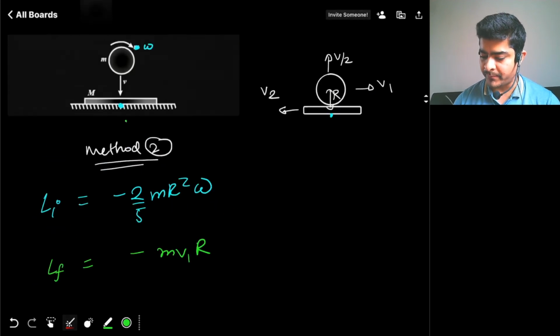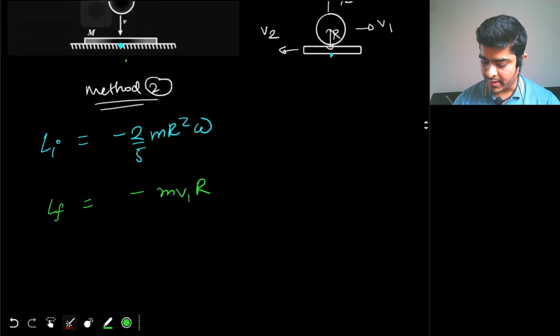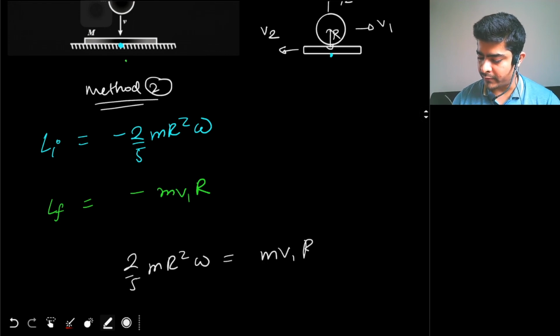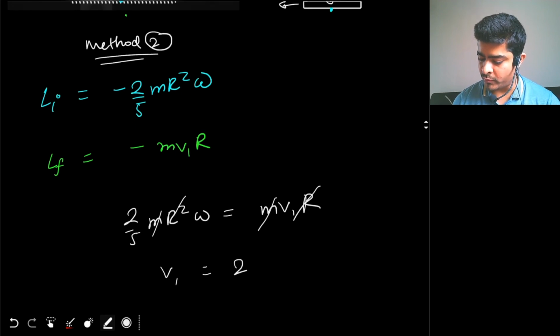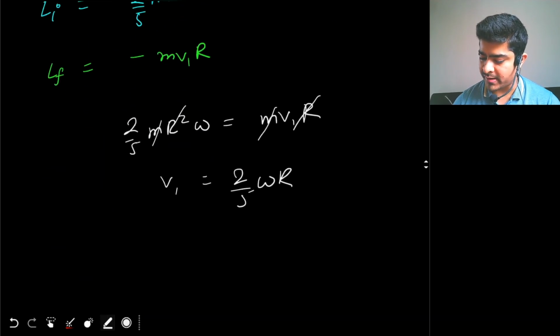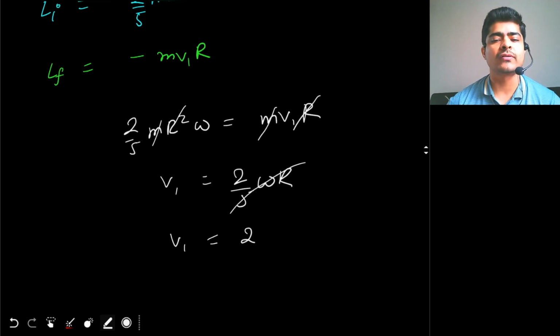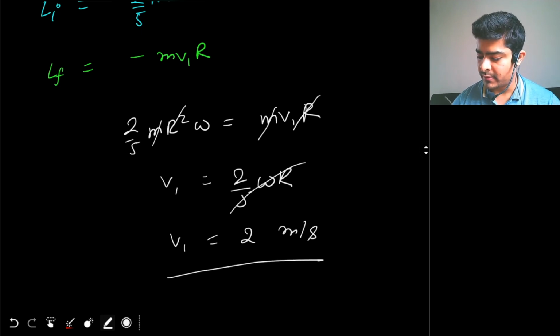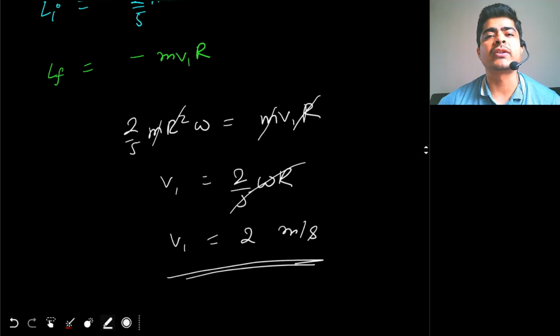Now you just equate them. Initial angular momentum equal to final angular momentum. So what do you get? 2 by 5 m r square omega equal to m v1 r. So r will cancel out, m will cancel out. So v1 equal to 2 by 5 omega r. Okay, now r omega is given to be 5. So v1 is equal to 2. So 2 meter per second. This will be the answer. So we found the same answer using two different methods.